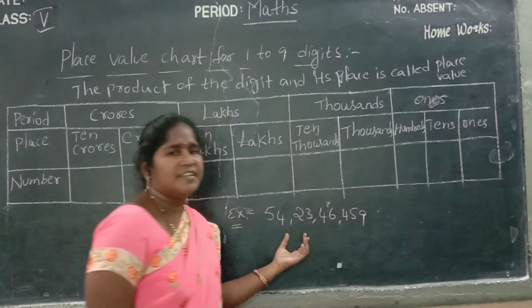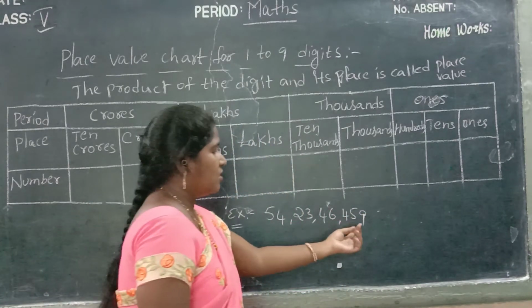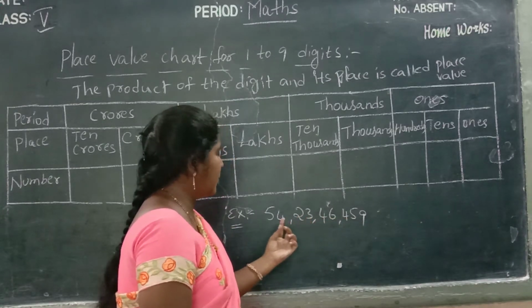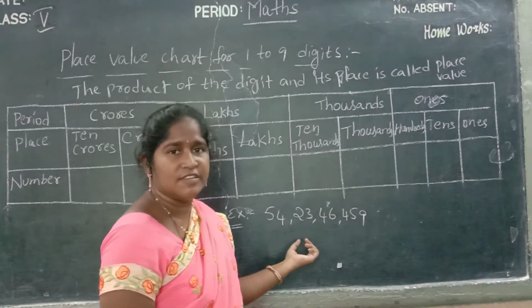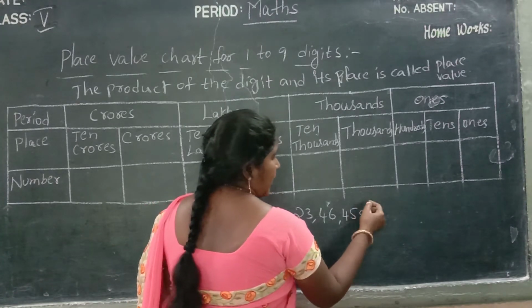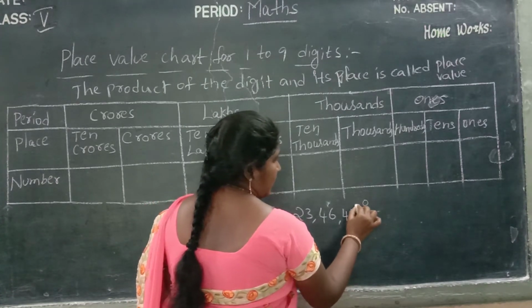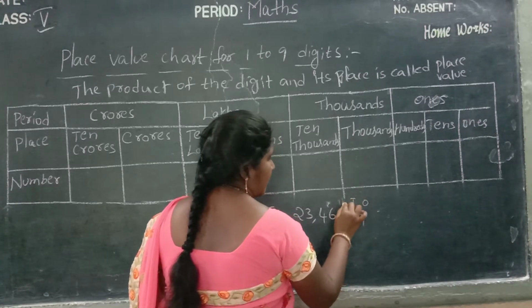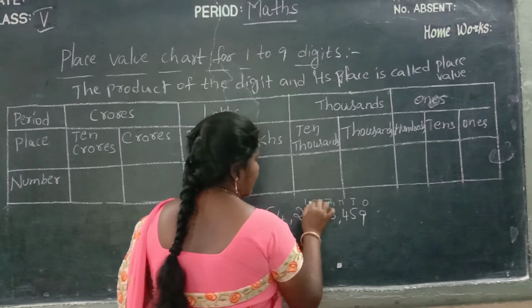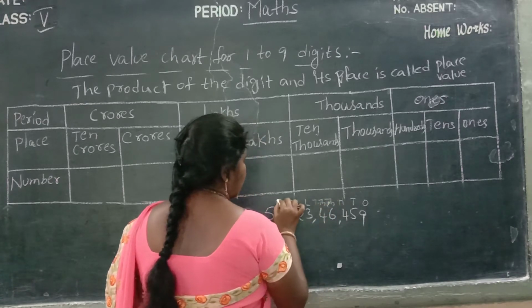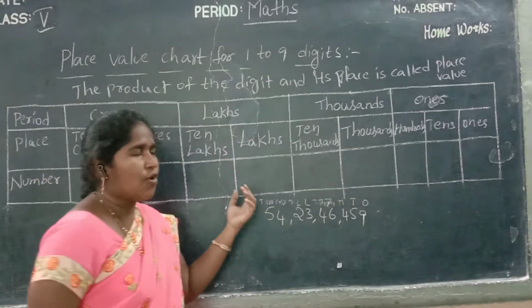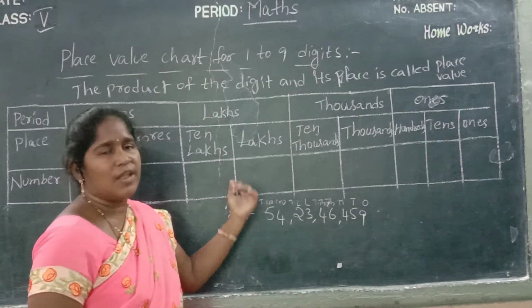See, children, how many digits are there here? Count: 1, 2, 3, 4, 5, 6, 7, 8, 9. 9 digits. Okay, first we want to write the place values of the given number. Ones, tens, hundreds, thousands, 10,000s, lakhs, 10 lakhs, crores, and 10 crores. Okay, children, now we want to write the given number in the place value chart.